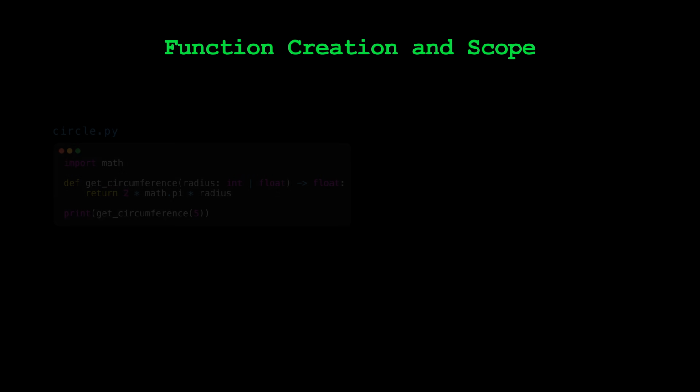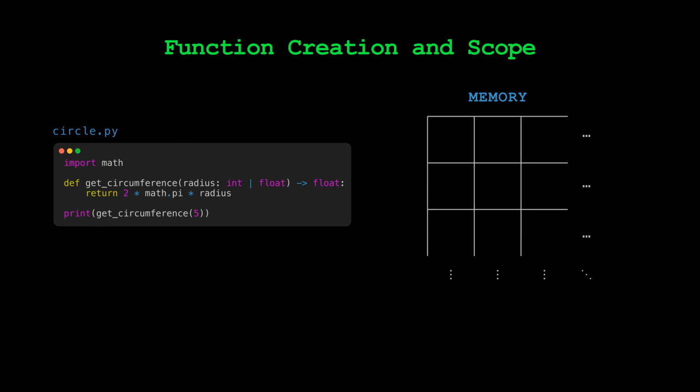When you define a function, Python creates a function object in memory. Python passes arguments by assignment. When we call get circumference of 5, Python binds the name radius to the integer object 5. Since 5 is a small integer, it's already cached in memory, so Python reuses that cached object instead of creating a new one.